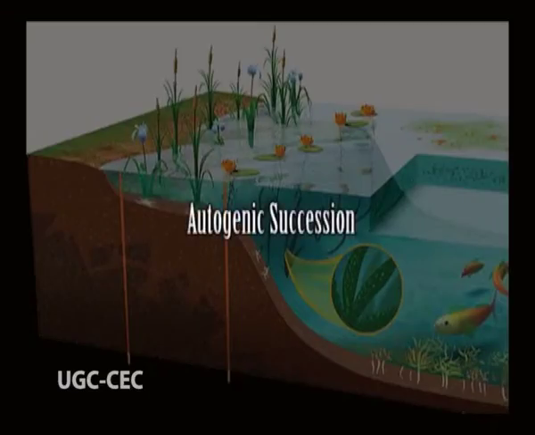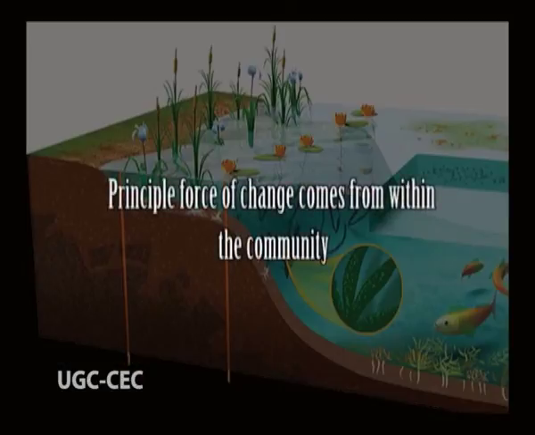The third type is autogenic succession. After the succession has begun, in most cases it is the community itself which, as a result of its reactions with the environment, modifies its own environment, thus causing its own replacement by new communities. That means the principal force of change comes from within the community.